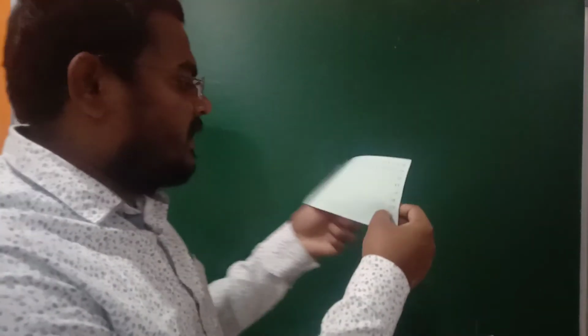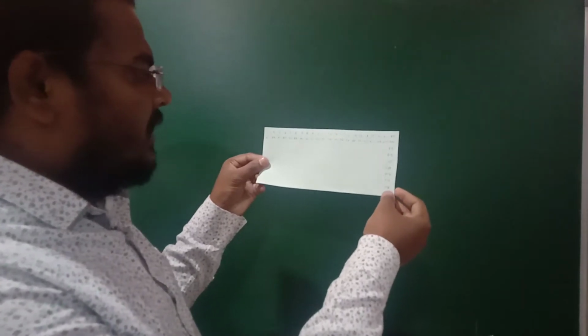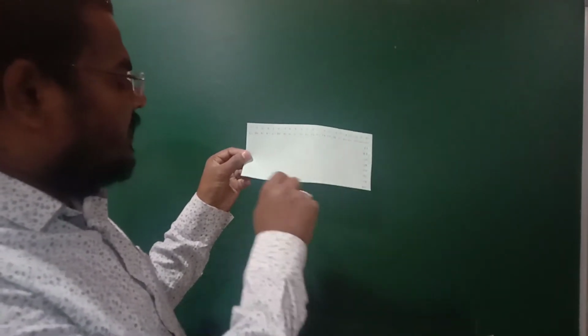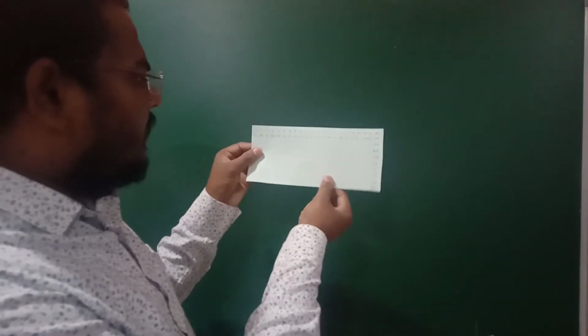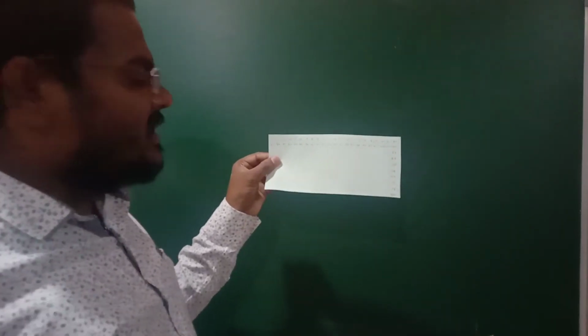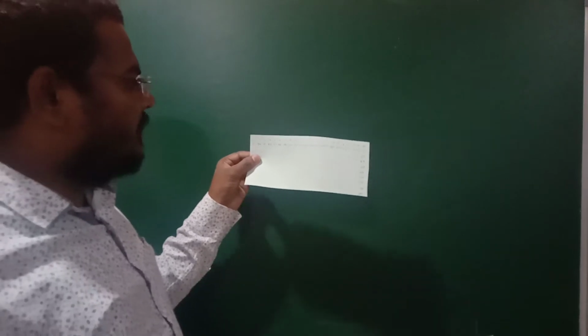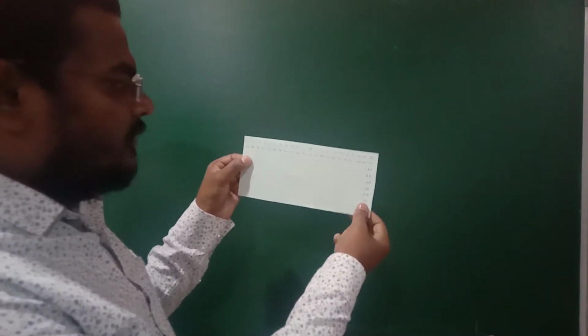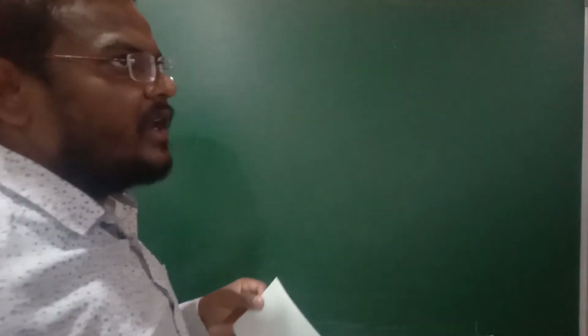Let us see. So I have taken a graph paper, dear friends. Why have I taken the graph? Because here, the area of one box will be 1 centimeter square. So it will be very useful for us. That is the reason I have taken a graph paper.